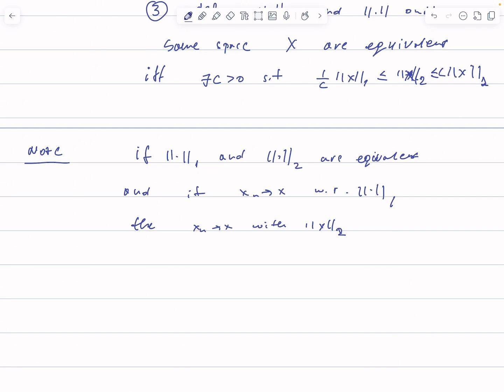This is called homomorphism, I think. With respect to norm 1. Here we can put anything. With homomorphism. Homomorphism.